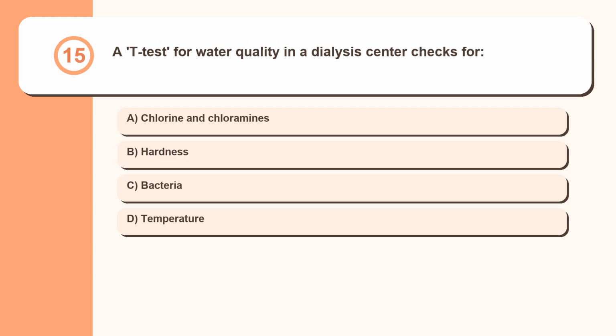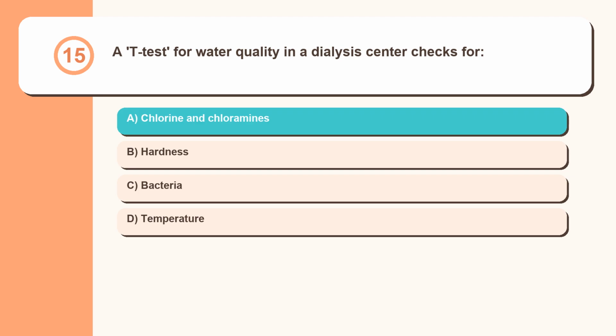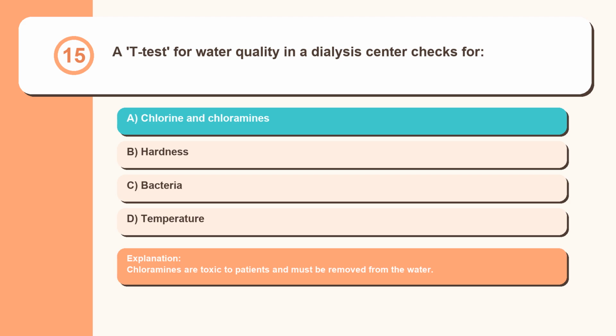Question 15. A test for water quality in a dialysis center checks for chlorine and chloramines, hardness, bacteria, temperature. Chloramines are toxic to patients and must be removed from the water.